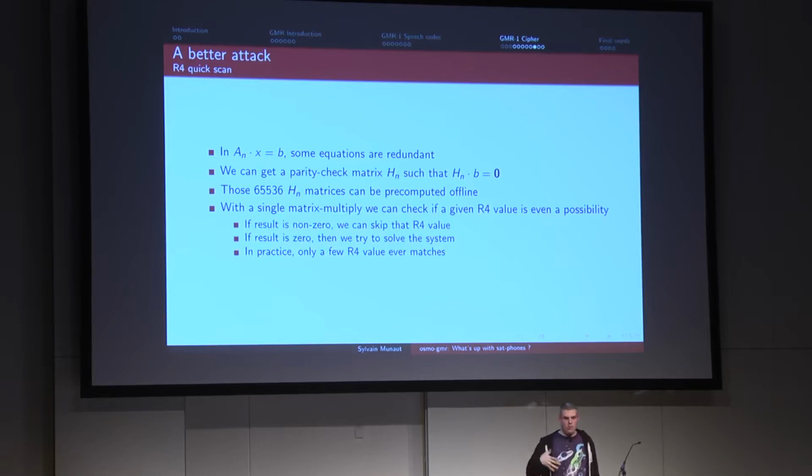And so instead of solving an entire system of equations, the only thing you need to do is one matrix multiplication, and that is pretty fast. And in the end, you're going to have a couple of possible matches, so you're going to solve maybe 3 or 4 systems of equations instead of solving 65,000, and that's much, much faster.